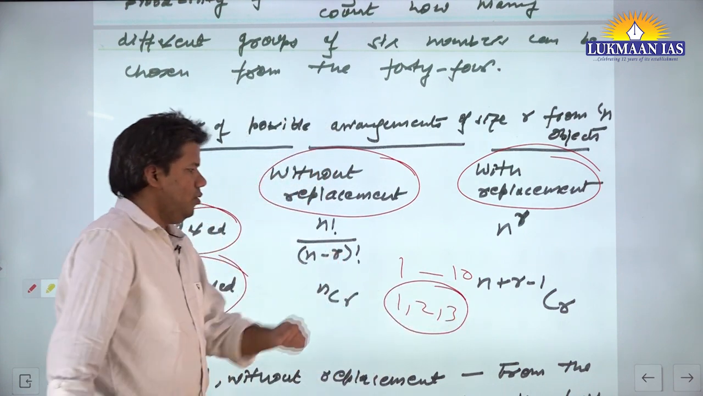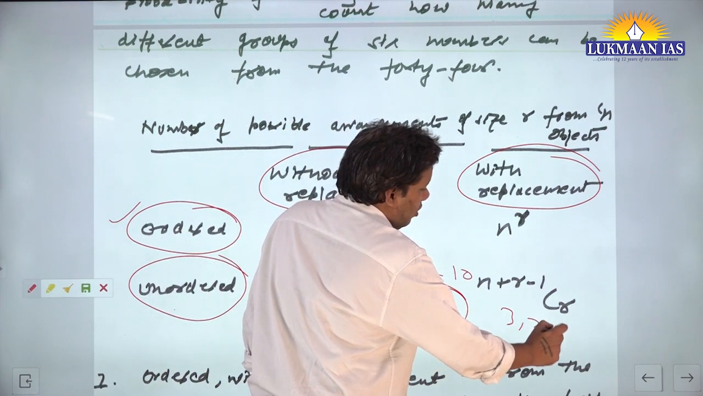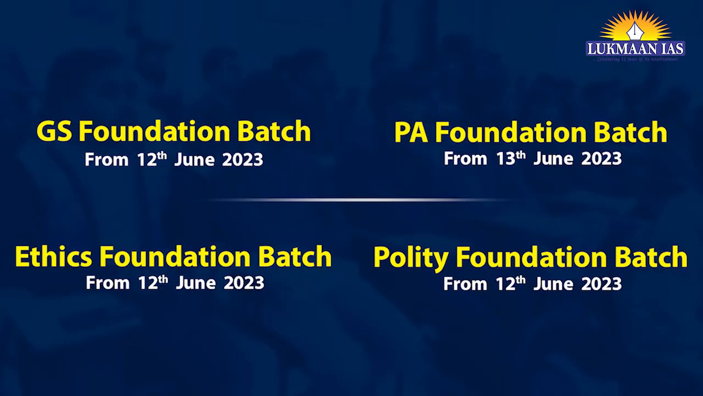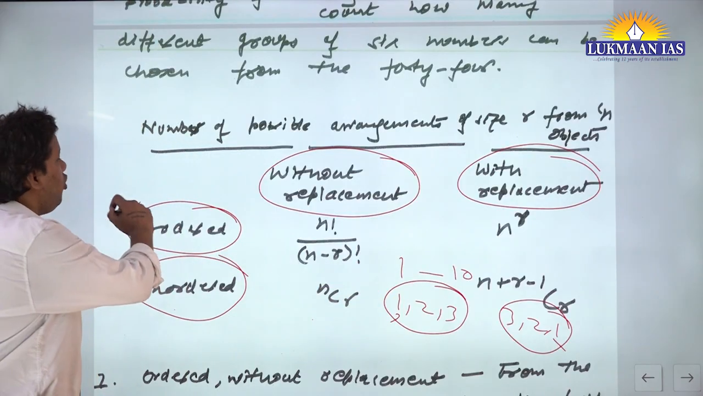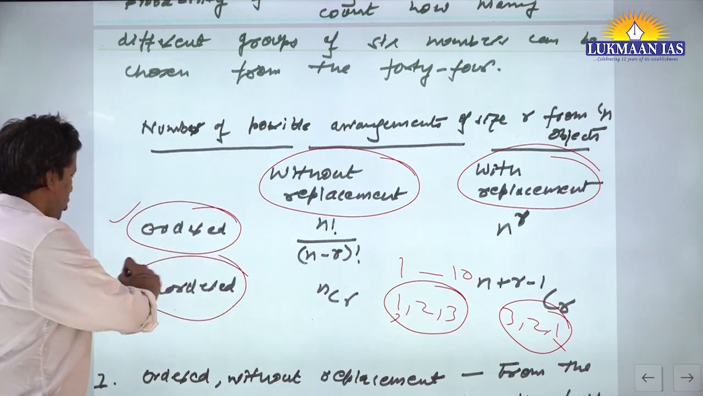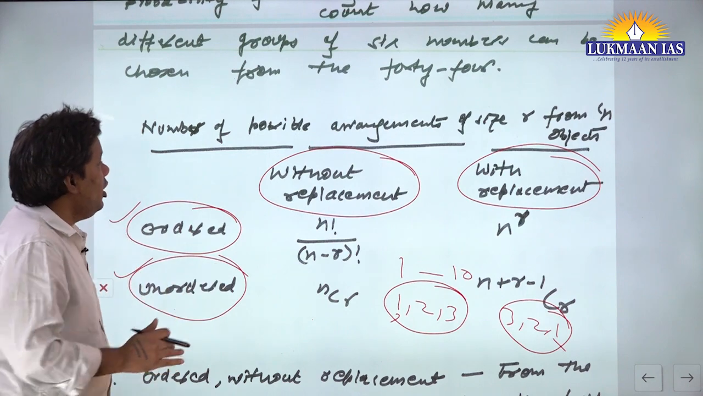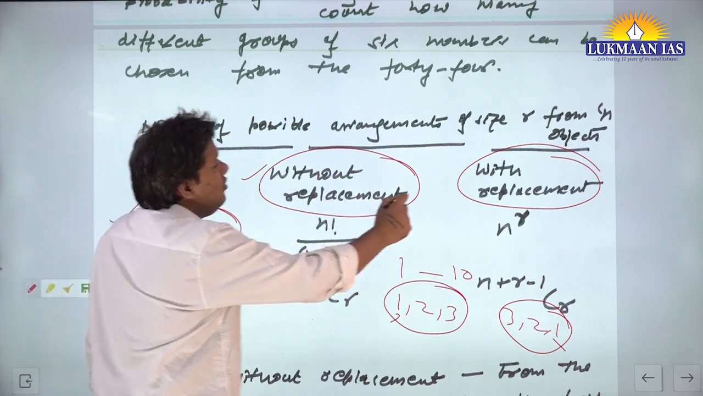Now this is one pick. Let's say another pick is 3, 2, 1. Will you call these 2 picks different? You will call these 2 different because the ordering is different. Here 1 is coming at the first place, there it is coming at the third place, so then it is called ordered. If the ordering does not matter, then it is called unordered. I believe you understand this concept, ordered and unordered. Now we will talk about without replacement and with replacement.